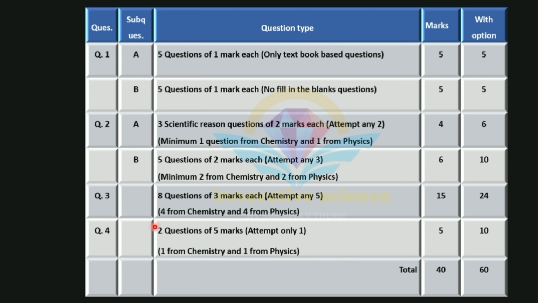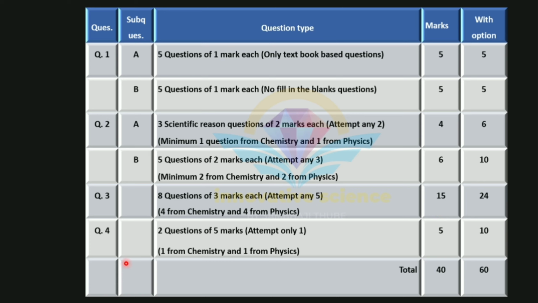Next, question number 3. In question number 3, you have 8 questions. You have to attempt any 5. Each question will be given 3 marks. So total 15 marks from 5 questions.